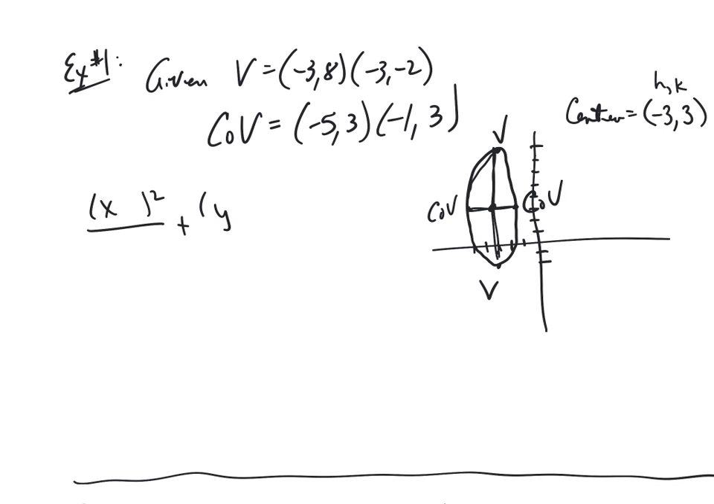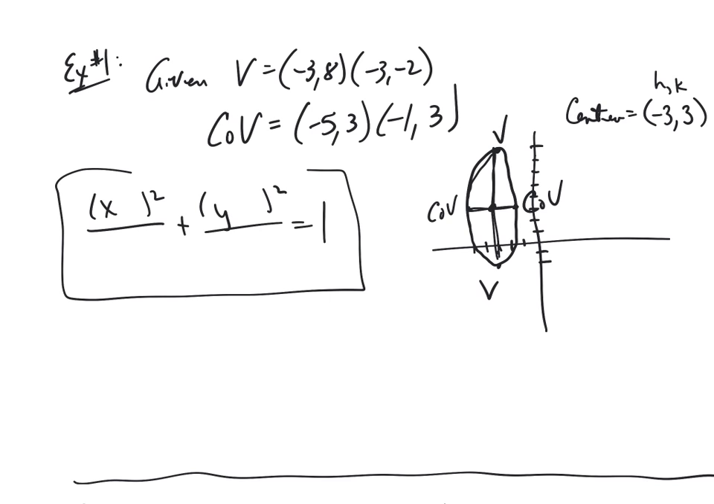Right off the bat, we can get our basic equation started by replacing h with negative 3 and replacing k with positive 3. But please remember, anything that goes inside parentheses has to be the opposite of the sign. So this is positive because the x value for the center is negative, and this is minus in the equation because the y coordinate is positive 3. Remember, anything in parentheses, opposite of the sign.